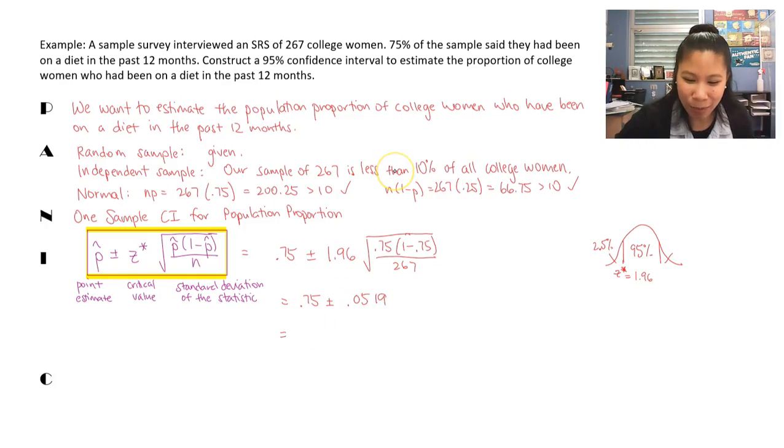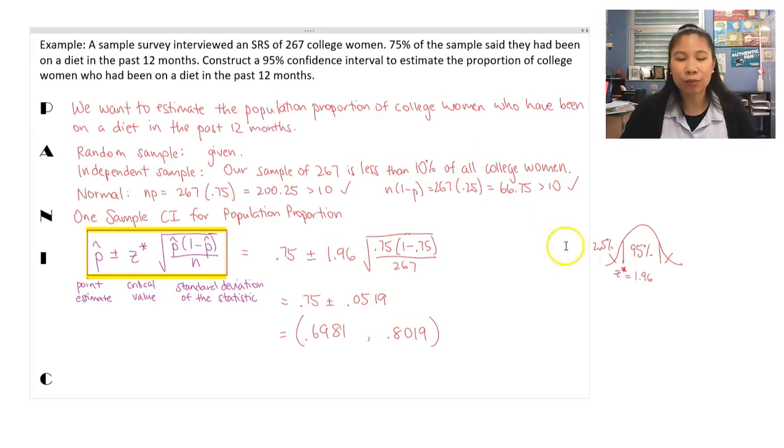So we're going to take that 0.75 and add 0.0519, and take 0.75 minus 0.0519. The smaller number always gets written first. When we do that, I end up with 0.6981 as my smaller number, and when I add, I end up with 0.8019. So our interval, we usually write it like this.